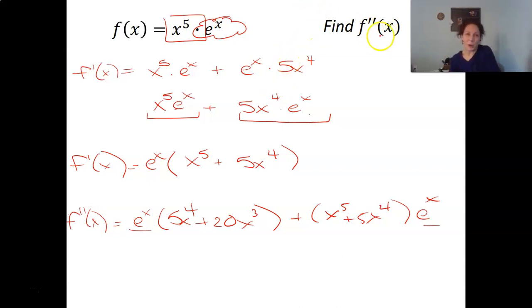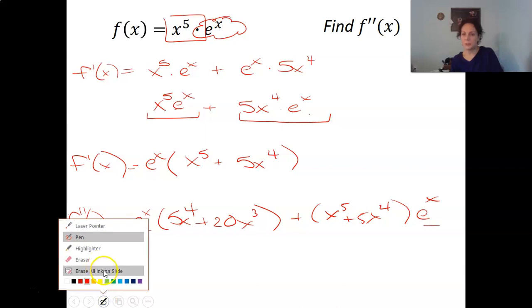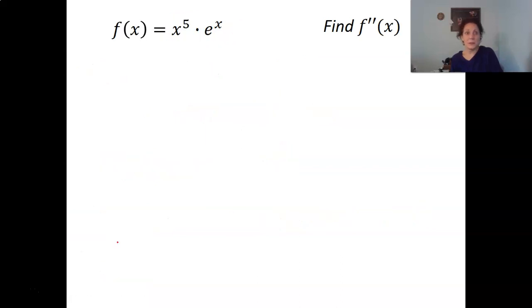For the most part, we use first, second, and third derivatives because those are the ones that give us valuable information about the function. After that, if they're asking us for higher than that, it's kind of a theoretical question. Okay, so we will do some practice with that during class tomorrow, and just let me know if you have any questions, and I will see you soon.